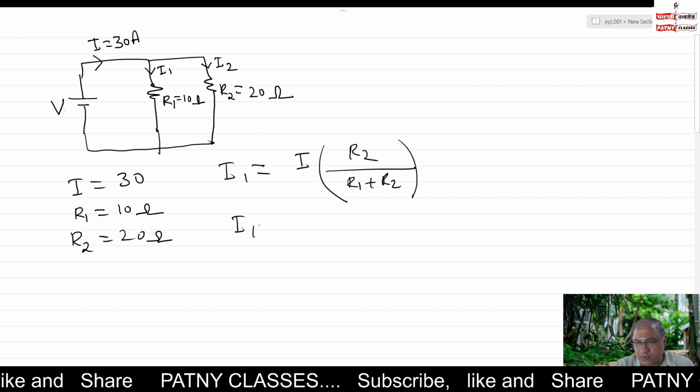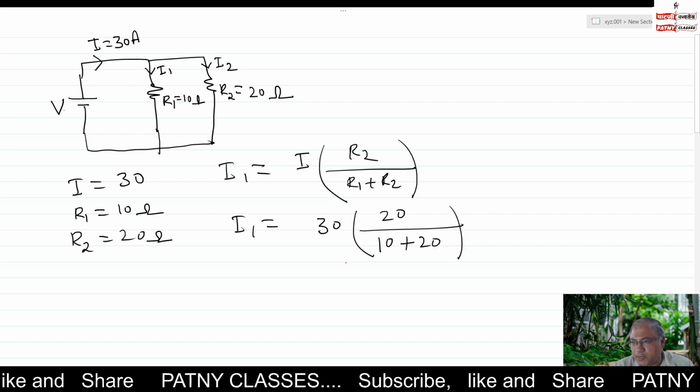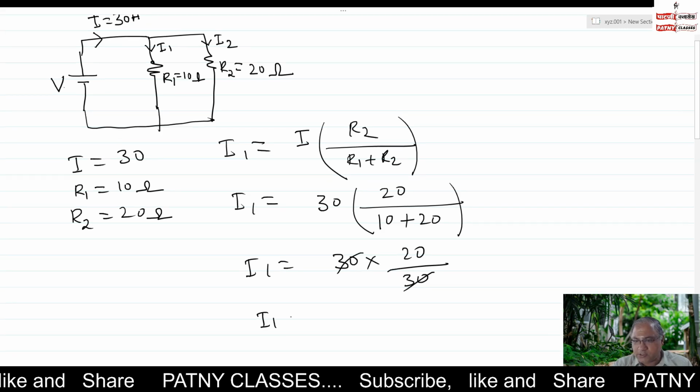Therefore, I1 equals 30, and R2 is 20, and R1 is equal to 10, and R2 is equal to 20. So I1 equals 30 into 20 upon 30, the 30s get cancelled. We get here I1 equals 20 amperes.